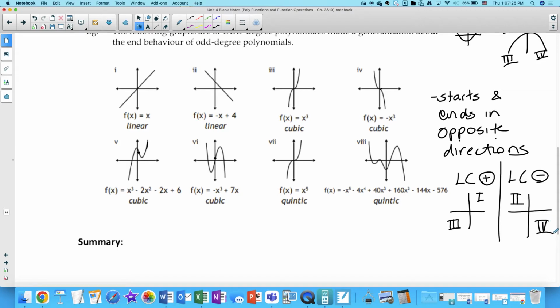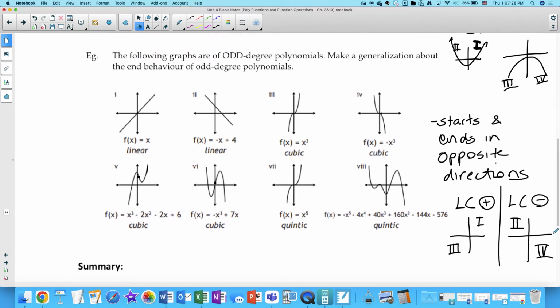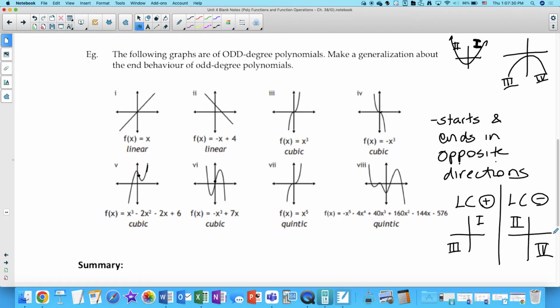Okay. Now, one thing that is similar between the even and the odd is that they always end in the same place. So if the leading coefficient is positive, it's going to end up. It's going to be an increasing function. If the leading coefficient's negative, it's going to end down in the 4th quadrant, and it'll be decreasing. Okay?